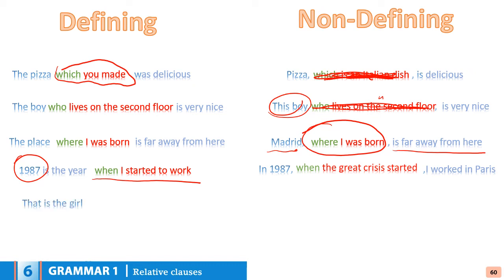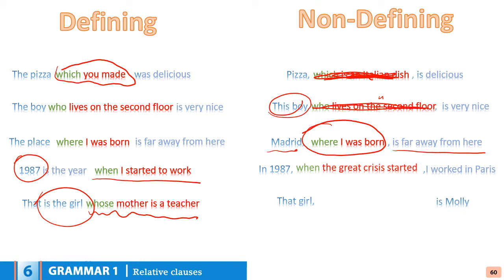Okay? That is the girl. What girl? Whose mother is a teacher. That's right. If I don't continue with this information, we don't know what girl we are talking about. That girl is Molly. Yeah, that's it. I understand it. I get it. That girl whose mother is a teacher. That's an extra information. Quite gossip to say it. Okay.